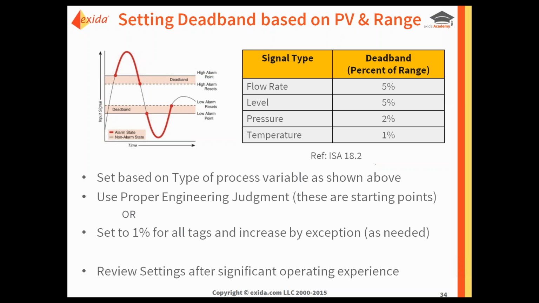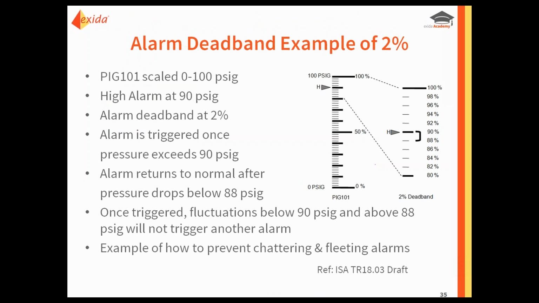When it comes to deadband in general, you want to apply a factor, monitor the results and the operating results, and adjust as necessary. So certainly review based on your operating experience. So let's look at how, if we apply deadband based on the range, how that would actually work.